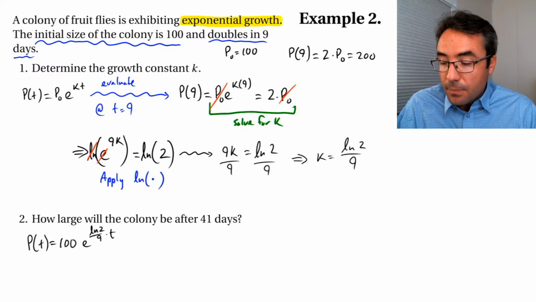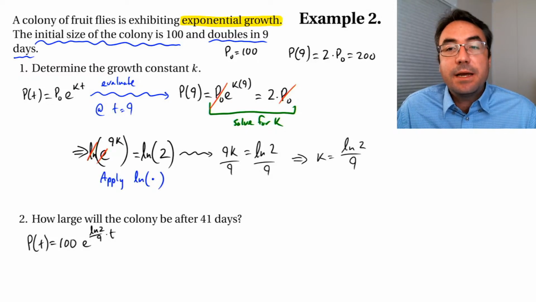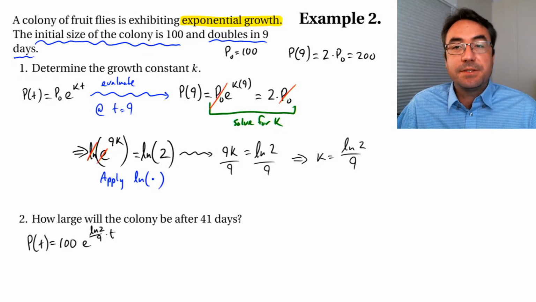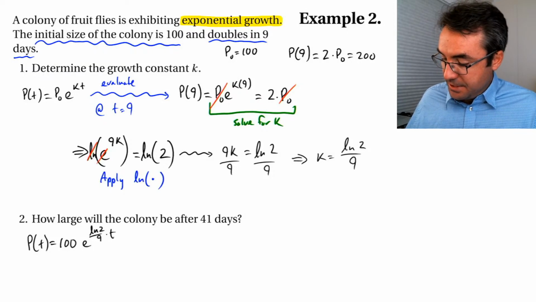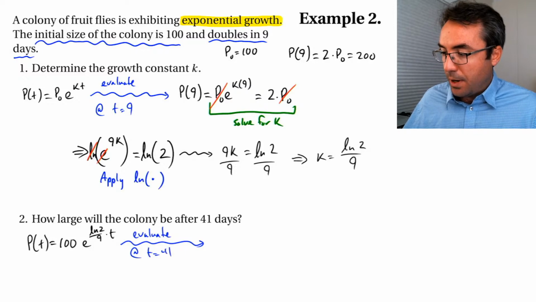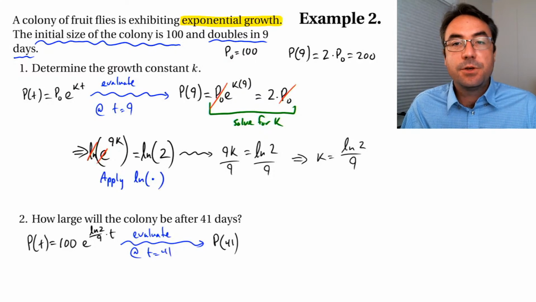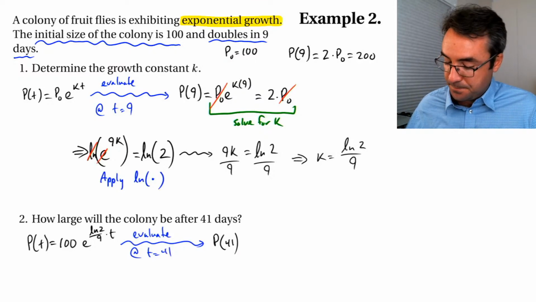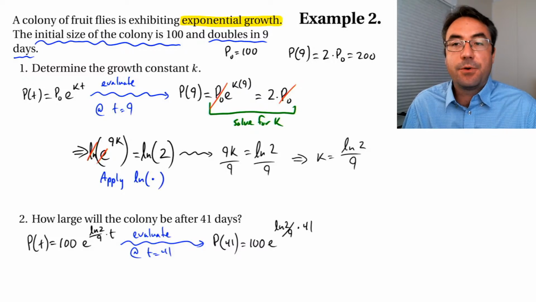And so we can use this then to answer questions like, how large will the colony be after 41 days? So all that's really asking is, let's evaluate this population function when t is equal to 41. So wherever I see a t, I'm going to plug in 41. So that gives me P of 41 on the left. And then I have 100 e raised to the natural log 2 over 9 times 41 on the right.